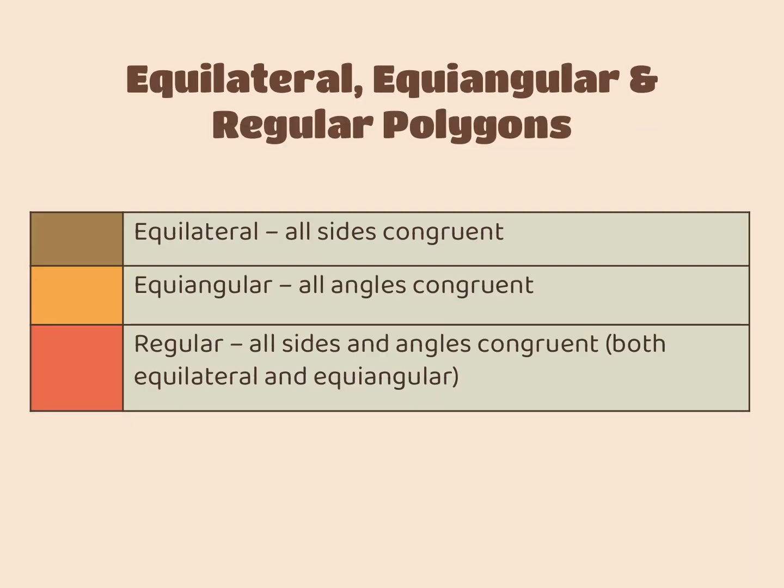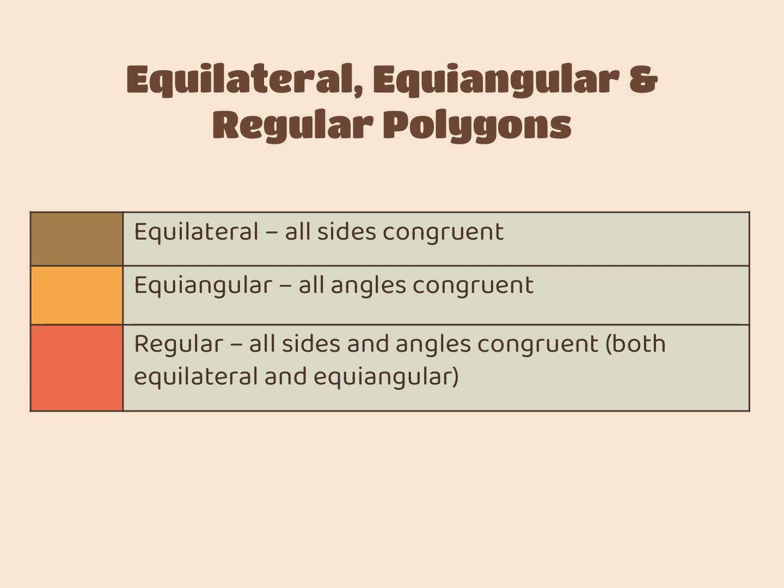Okay, the next slide has 3 vocabulary words. And we've seen the first 2. The word equilateral means all sides congruent. And we learned to name triangles as an equilateral triangle, and that told us that all the sides in the triangle were congruent. Now this term applies to any polygon.